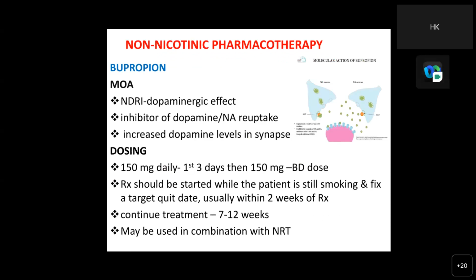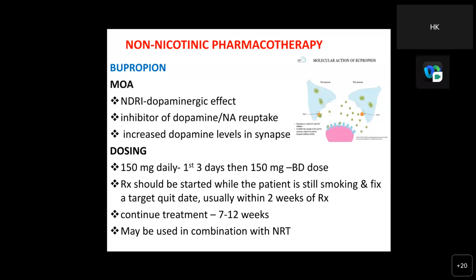Next, we go to the non-nicotinic pharmacotherapy. First one is bupropion. The mechanism of action of bupropion is that it is an inhibitor of dopamine and noradrenaline reuptake at the CNS level. So a decrease in the reuptake leads to increased dopamine levels in the synapse. That gives a similar pleasure effect, and in this way it helps in smoking cessation.